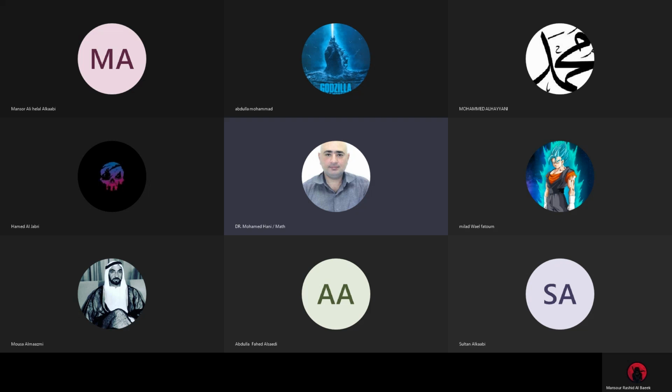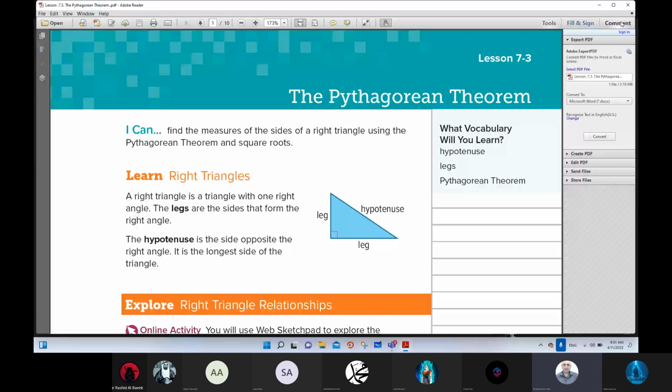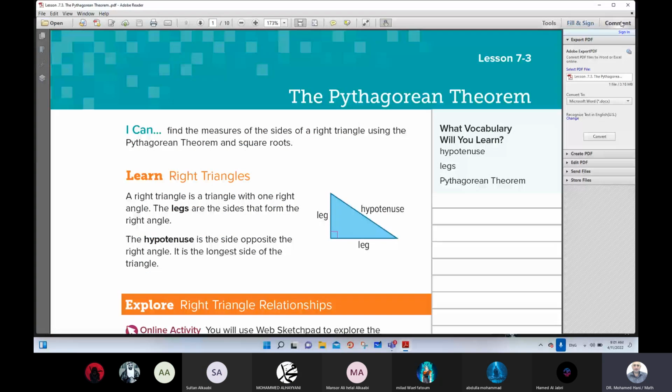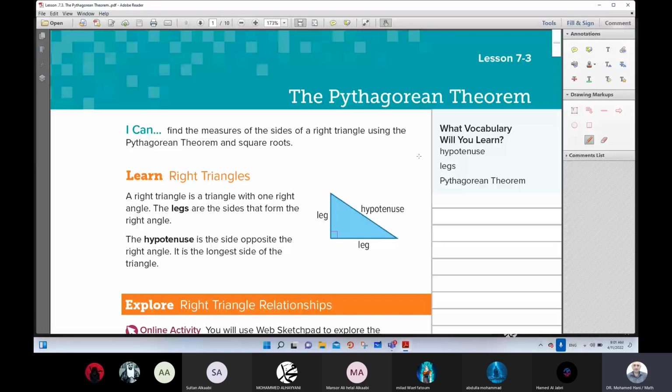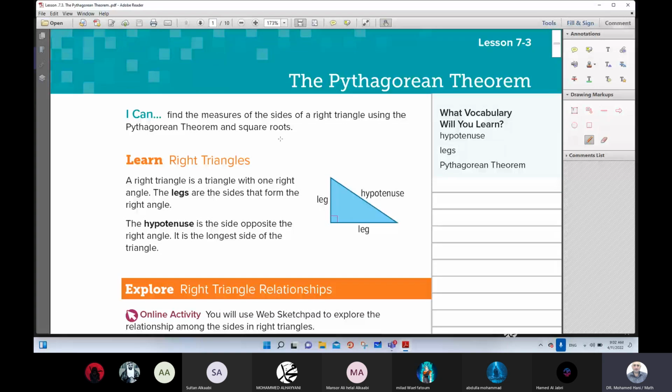The Pythagorean theorem. In this video we will find the measures of the sides of a right triangle using the Pythagorean theorem and square roots. So, some information about right triangles.